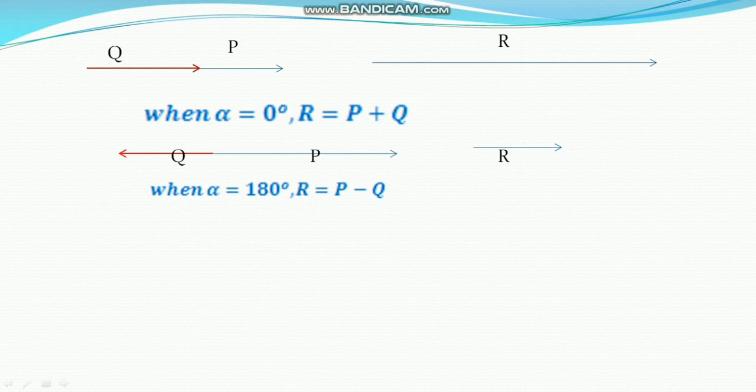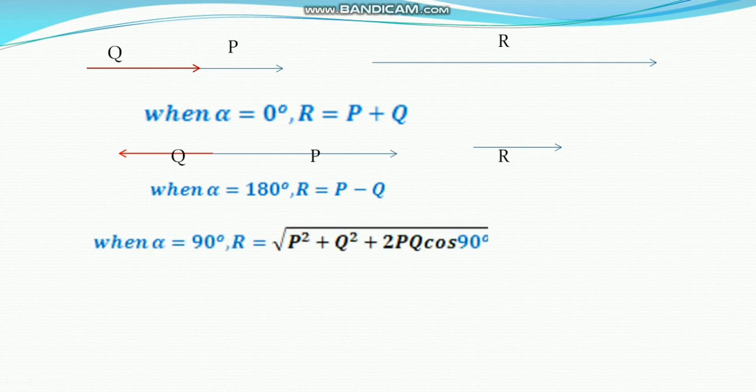Similarly, when alpha is 180 degrees, in this case also, cos alpha will be minus 1, so R will be P minus Q. Also, when alpha is 90 degrees, that means the forces P and Q are mutually perpendicular to each other, then the resultant force will be P square plus Q square plus 2PQ cos 90 degrees.